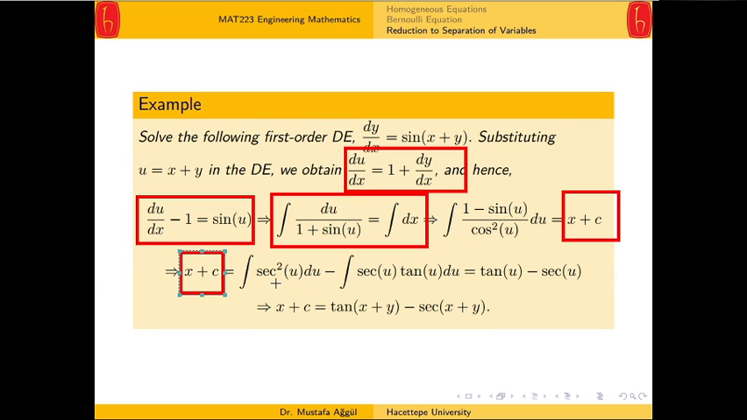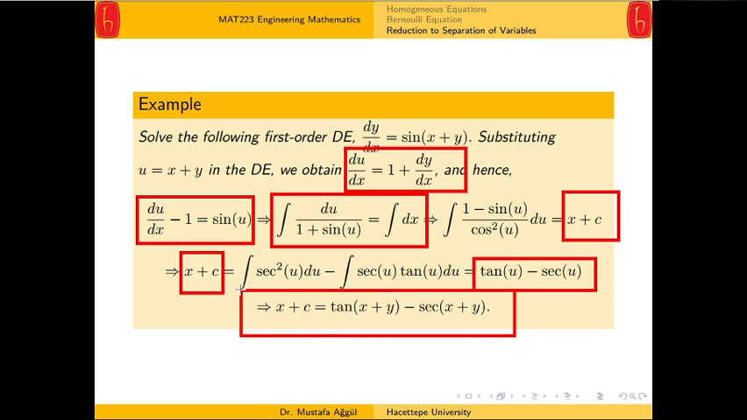This is the derivative of tangent. We know the derivative of tangent is secant squared u, and this is the derivative of secant, because the derivative of secant is secant times tangent. So this is basically tangent u, and the other one is equal to secant u. As a result, x plus c is equal to tangent of x plus y, because we back substitute u equal to x plus y, minus secant of x plus y. So this is our solution.